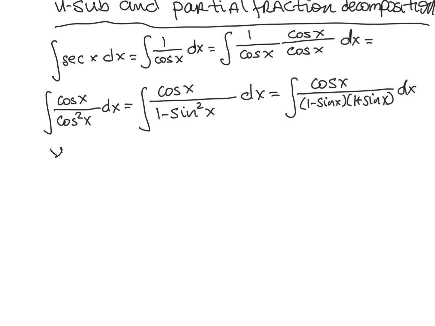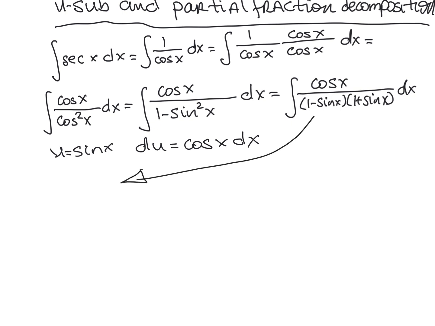So next we want to do u substitution. u will be sine x, which means that du is cosine of x dx. Let's rewrite that integral. Cosine x dx is now just du, and in the denominator, we have 1 minus u times 1 plus u. And then to evaluate this integral, this is where we're going to use partial fraction decomposition.